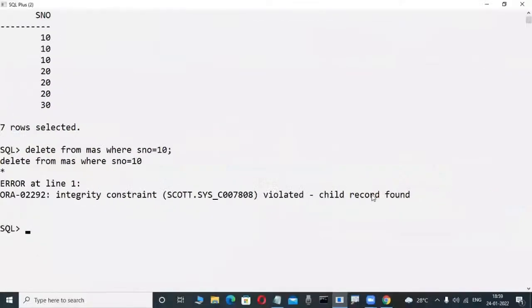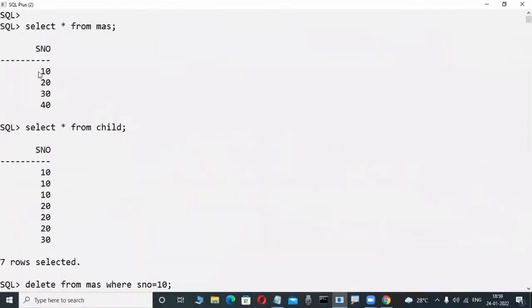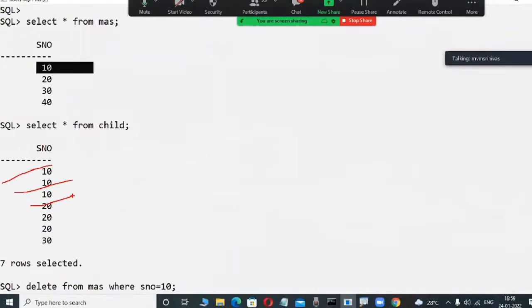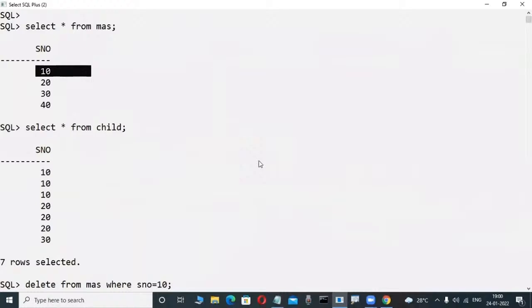Here, that's why a child record is found. Maybe that record is available somewhere. This 10 is available many times in a child table. That's why, whenever you are joining a company, your main transaction ID will be stored in a master table. Those related child transactions are stored in a number of child tables.